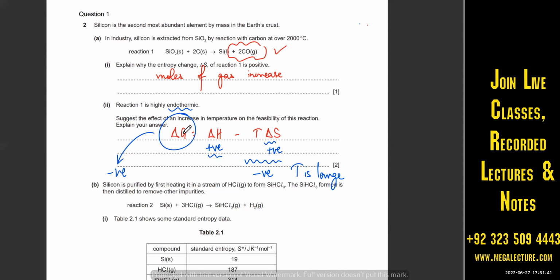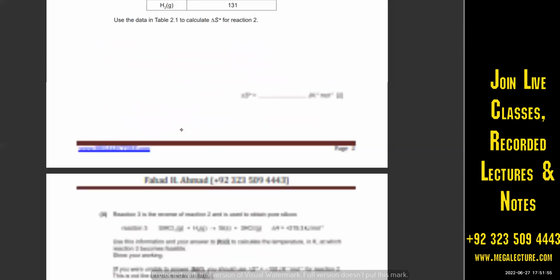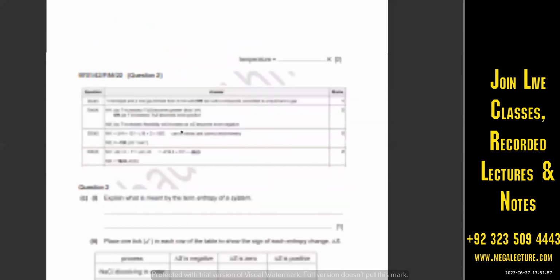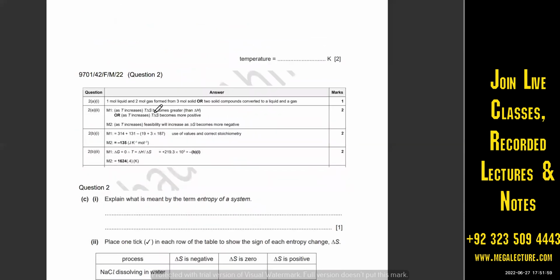So this is what you're going to write. You're going to state that the term T delta S becomes more negative when T is large. Hence, delta G becomes negative. That's it. I'm going to write down the statement as well. I mean, the statement must have been written over here. I think the marking schemes work with this. So as T increases, T delta S becomes bigger, or you can say minus T delta S becomes more negative. So delta G would become more negative because of that.